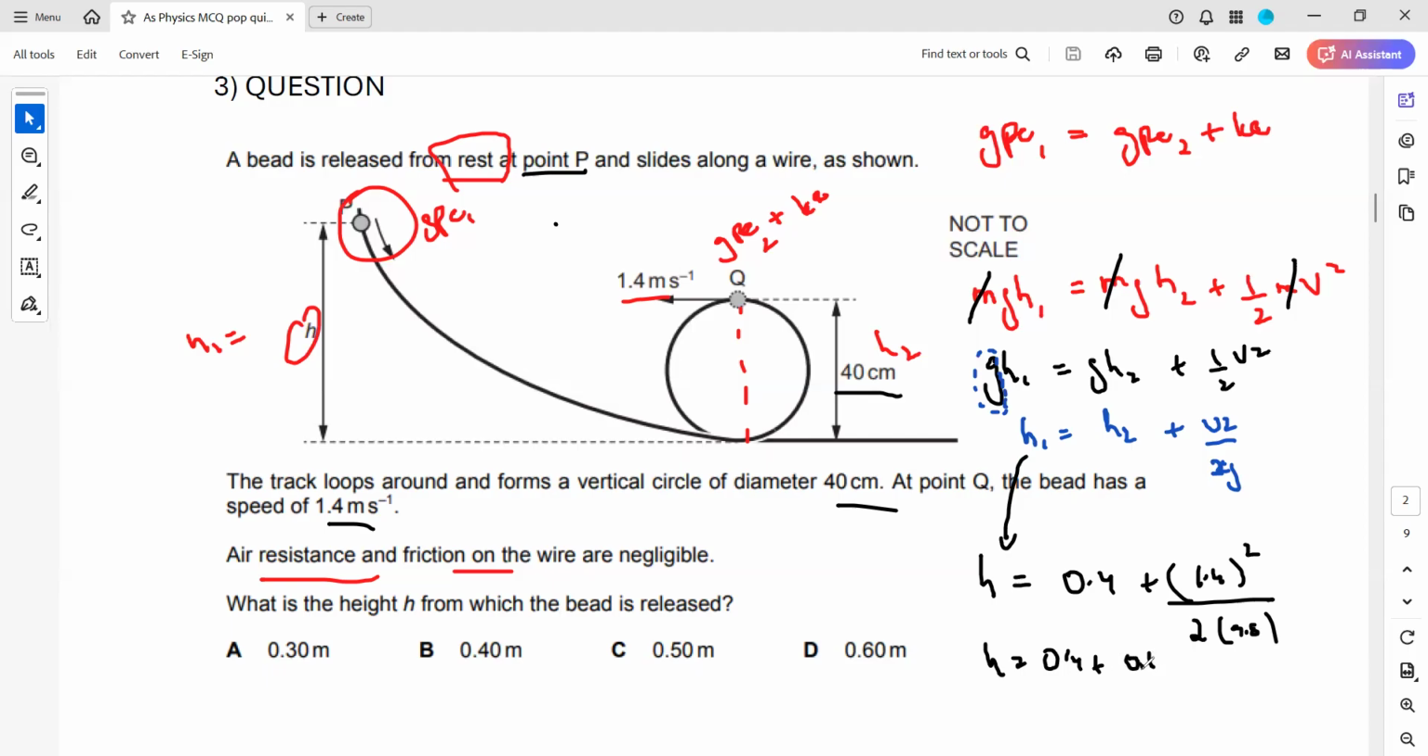So 0.4 plus 0.1, what is the total height from which it is released? It is released from a height of 0.5 meter. So C should be the right answer for this. So you use just the conservation of energy. At point P, it was only gravitational potential energy, but at point Q, it has gravitational potential as well as kinetic energy. Is this one clear?